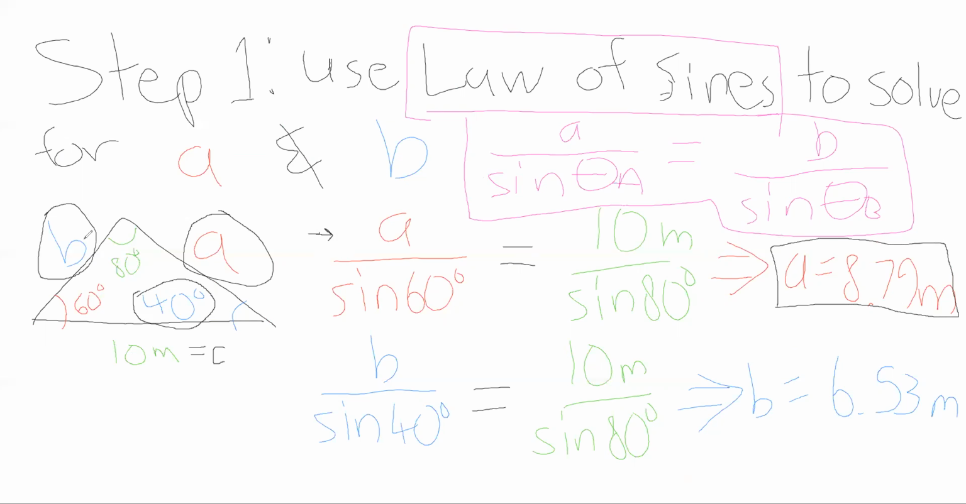So B is this side. So B divided by the sine of its opposite angle, 40 degrees, is equal to 10 meters here divided by the sine of its opposite angle, 80 degrees. And then we get that B is equal to 6.53 meters. Great. So now we've used law of sines to find these two sides.